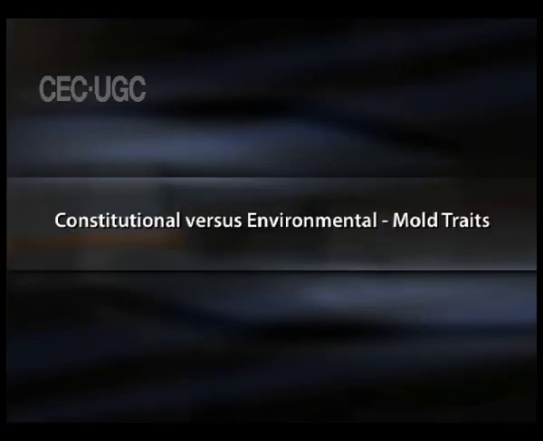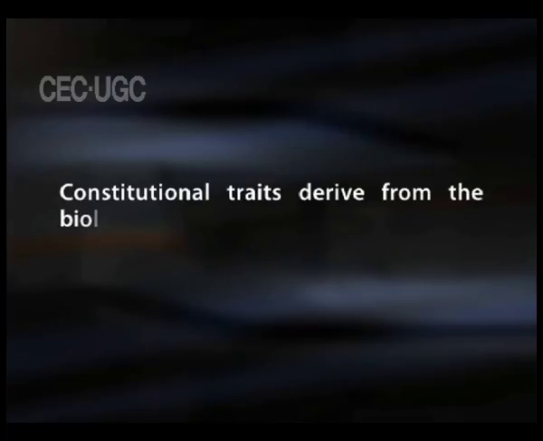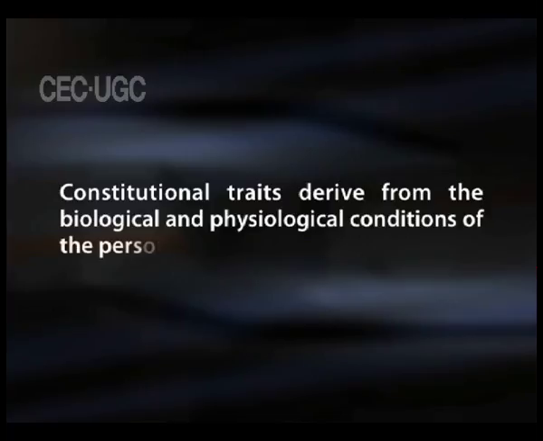Source traits can be divided into 2 subtypes depending on their origin. They are constitutional versus environmental mold traits. Constitutional traits derive from the biological and physiological conditions of the person. For instance, recovery from cocaine addiction may cause a person to be momentarily irritable, depressed and anxious. Cattell would suggest that these behaviors result from changes in the person's physiology and thus reflect constitutional source traits.